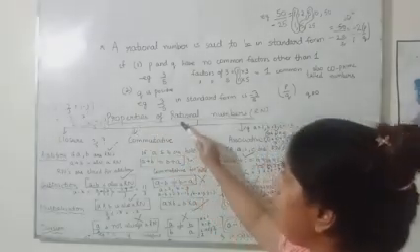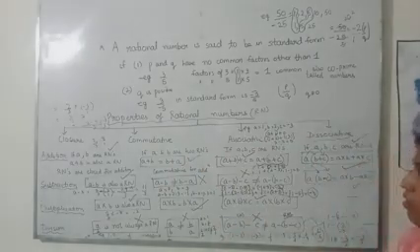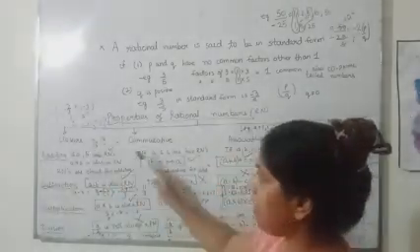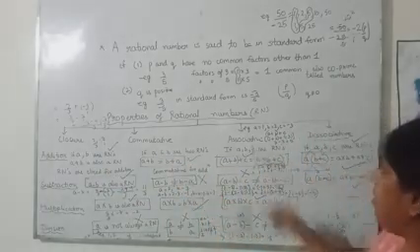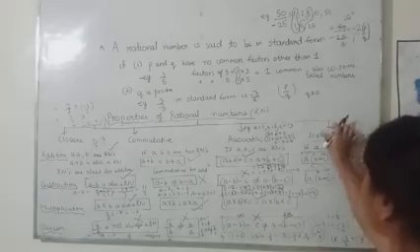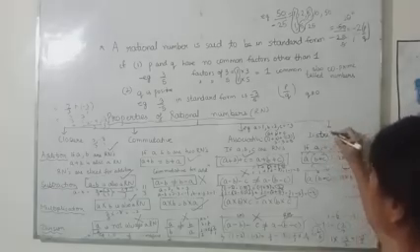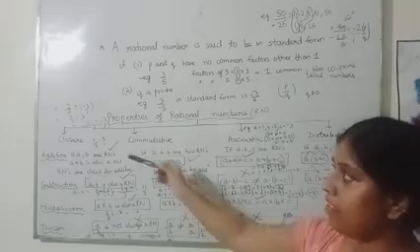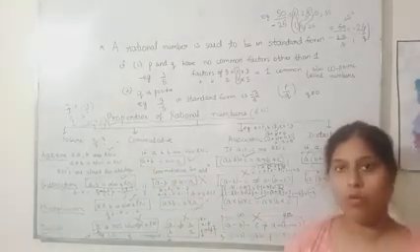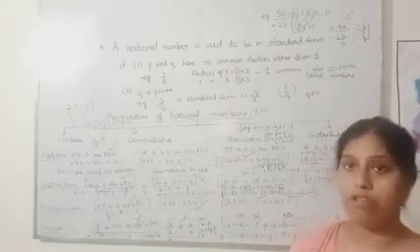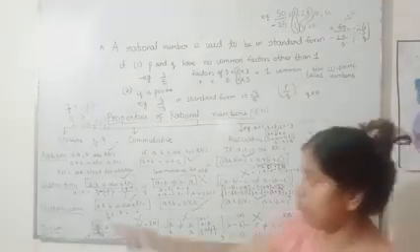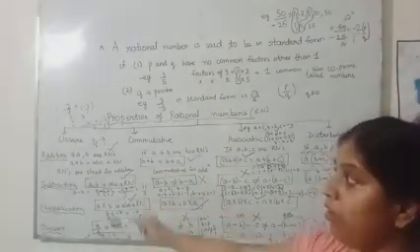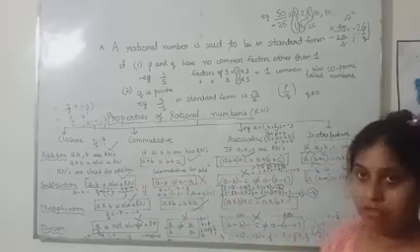Coming on to the properties of rational numbers. So basically there are 4 properties of rational numbers. First is closure property, second is commutative, third is associative, and fourth one is distributive. Now let's discuss each property here. As we know, in mathematics we have 4 operations that we are studying: addition, subtraction, multiplication and division. So all these 4 operations we are going to study in all the 4 properties.